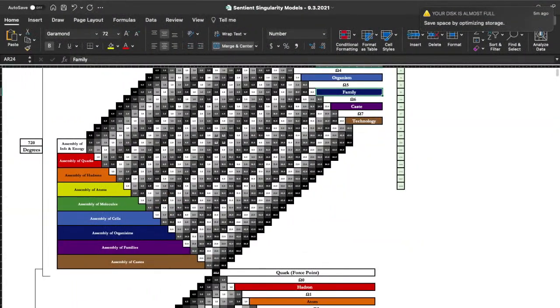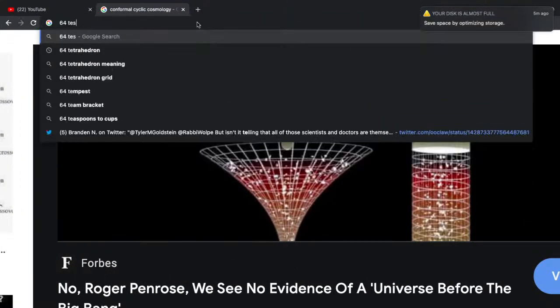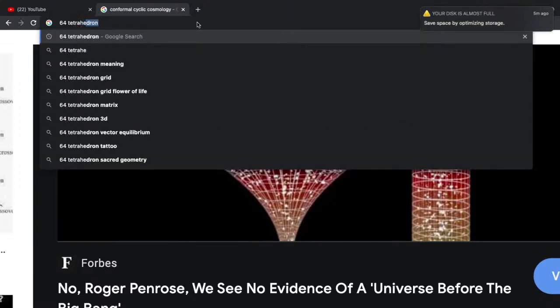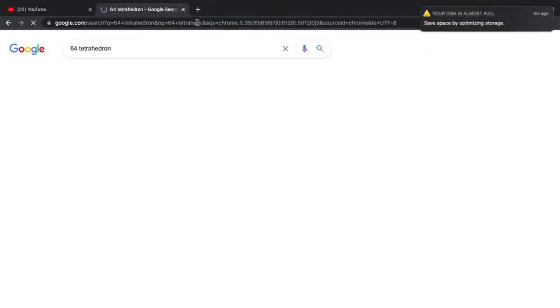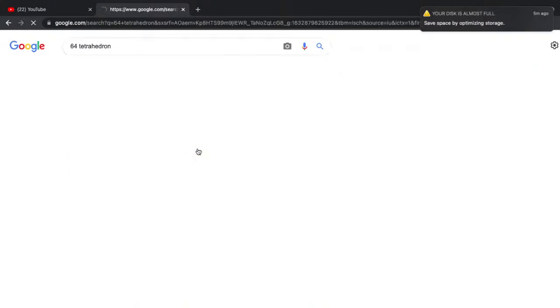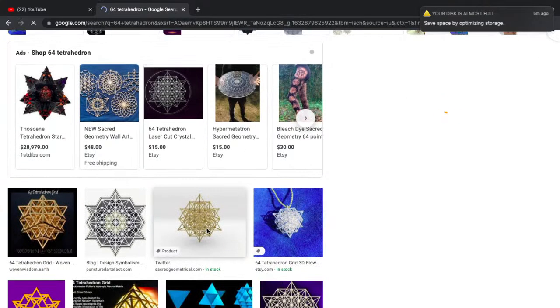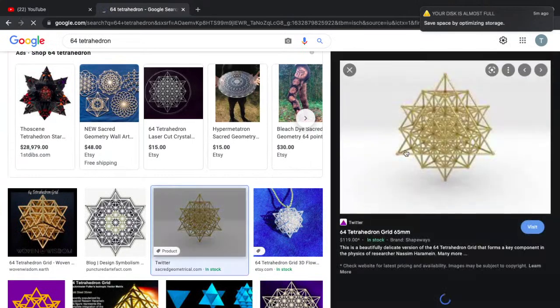But this right here is the 64 tetrahedron grid. Tomorrow's stream, by the way, should be awesome. I don't want to jinx it, but I have one of these. I show it sometimes on the channel, like a little 3D printed metal one.